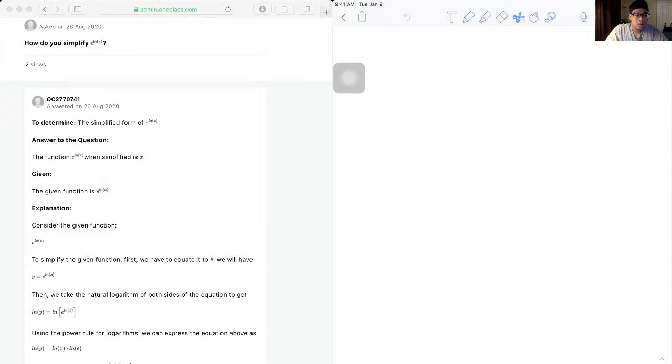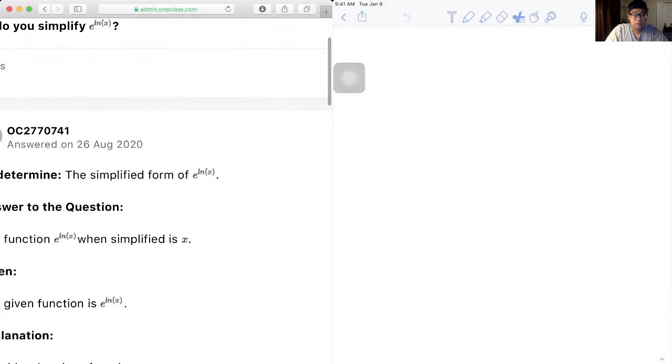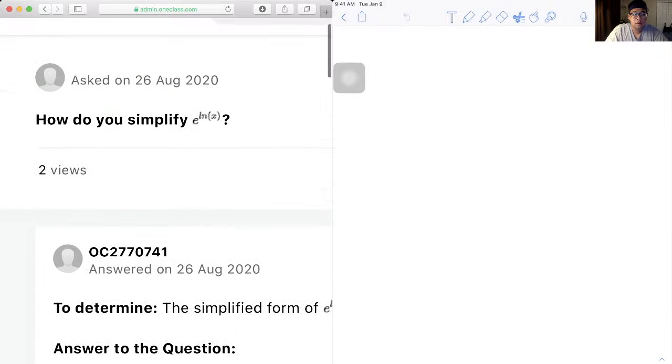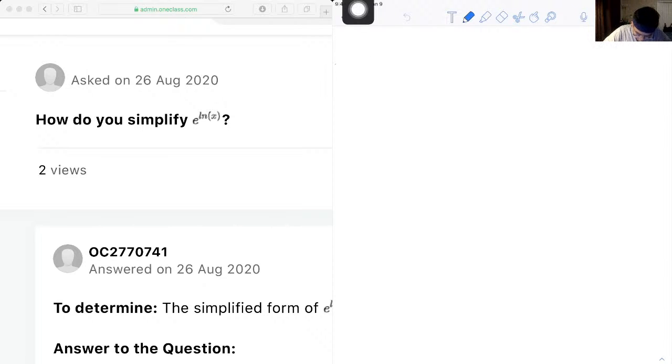Okay, let me just zoom in a bit. All right. So the first question is asking us, how do we simplify e to the exponent of ln x? Okay, so let's write that down. So how do you simplify e to the exponent of ln x?